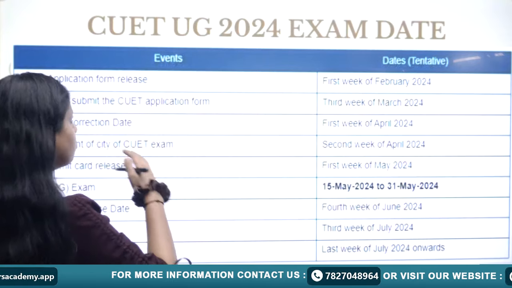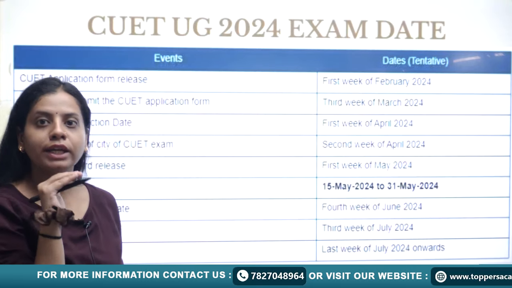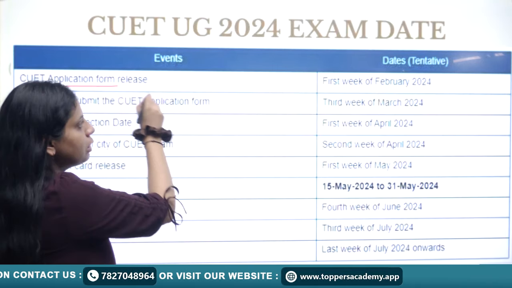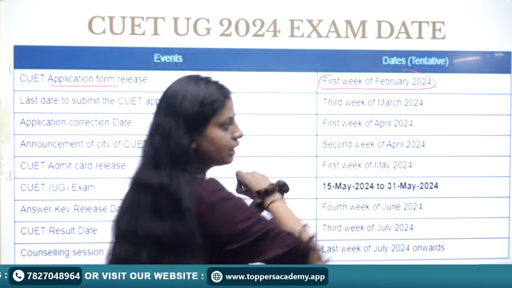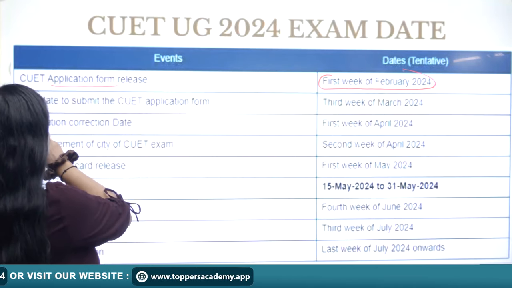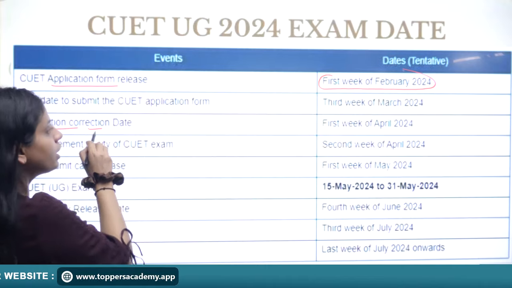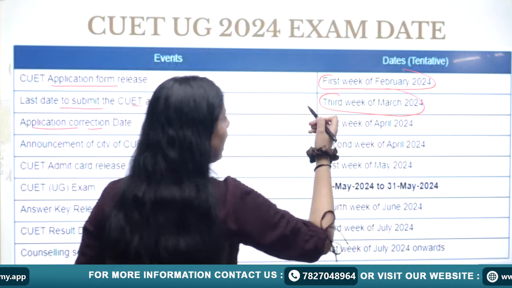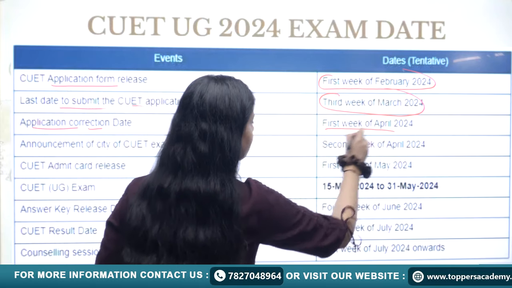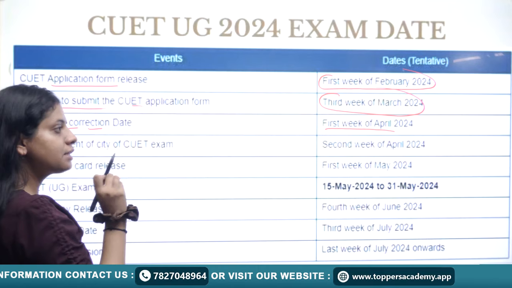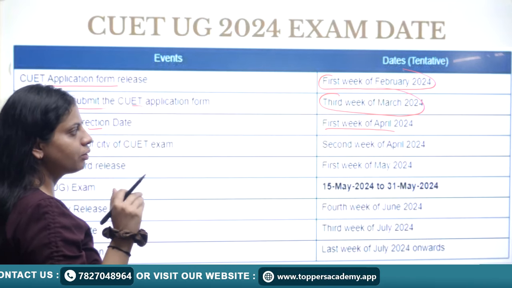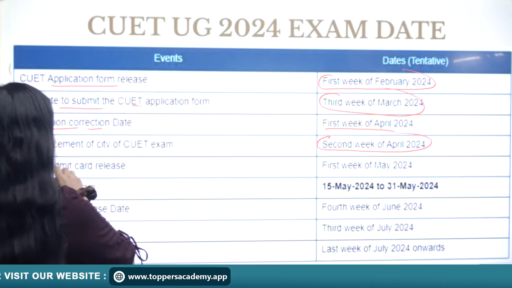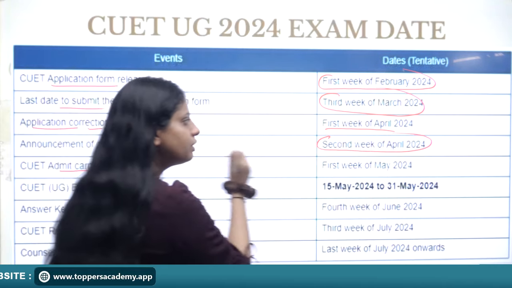So, what are the major or important dates for this examination? Firstly, your application form will be released in the first week of February 2024. The last date of submission will be your third week of March, and the correction date will be your first week of April. Cities, where you will get the examination center, will be your second week of April. Admit card will be released in your first week of May.